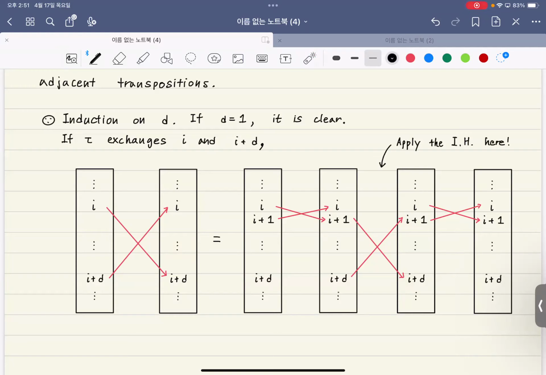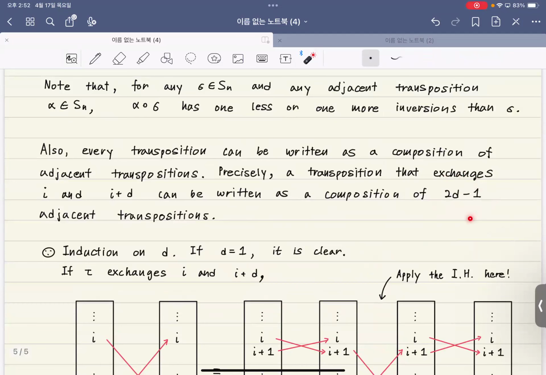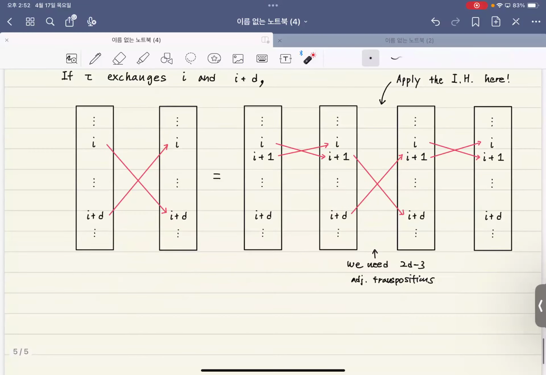So we need 2d minus 3 adjacent transpositions for this transposition. Plus, I have two other adjacent transpositions. So therefore, in summary, I need 2d minus 1 adjacent transpositions to achieve this transposition. So therefore, the claim has been proved. Okay. Wow.